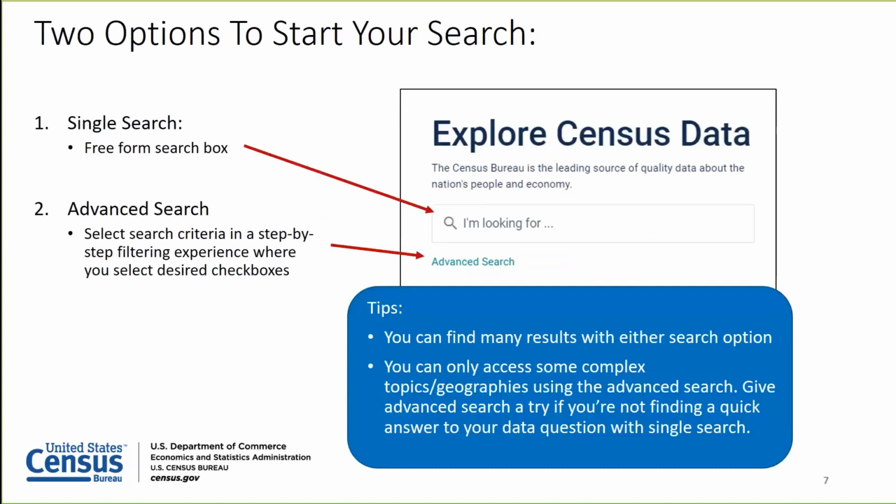You have 2 options. The first one is a free-form search box, very similar to some of those larger search engines, and then also an advanced search, which is something you may be more familiar with from American FactFinder. Those drop-downs, the faceted filter experience.